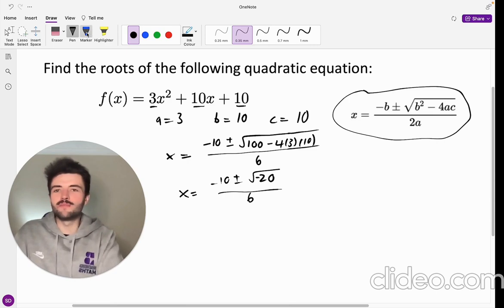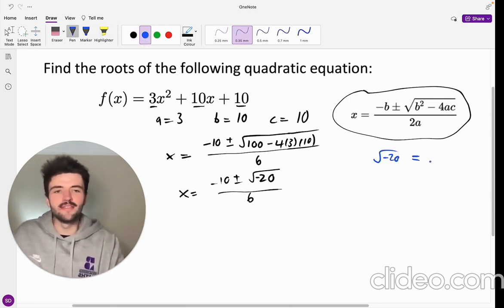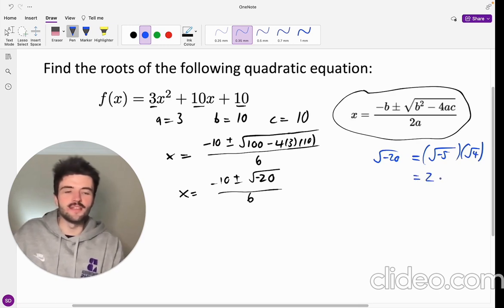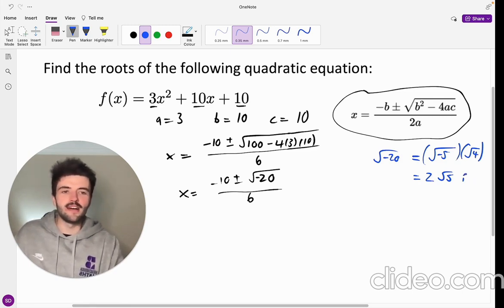And so in terms of the square root of minus 20, this can be rewritten as square root of minus 5 times the square root of 4. And because the square root of 4 is 2, what we can rewrite this as is 2 times the square root of minus 5, or in other words, 2 root 5 i, because we're just taking out the square root of minus 1 again, and that's the same thing as i.